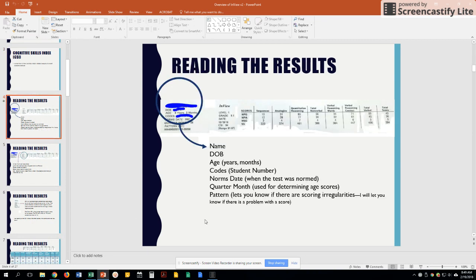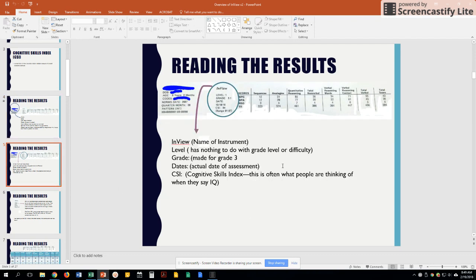When you start to look at the results and the teachers share them with you, you'll find in one corner the information with the child's name, date of birth, all those particular elements. Then the part that's right before the scores lets you know, of course, that it's the InView. Where it says level 1, that doesn't mean anything. And then, of course, grade, the kids take that during 3rd grade, roughly during the first month. It's the end of October.